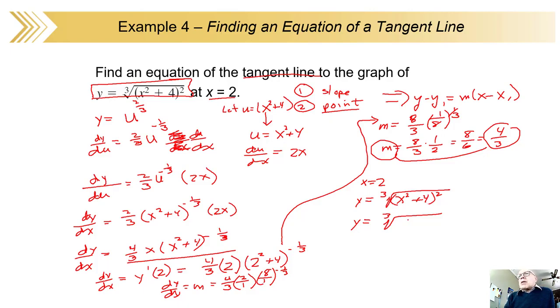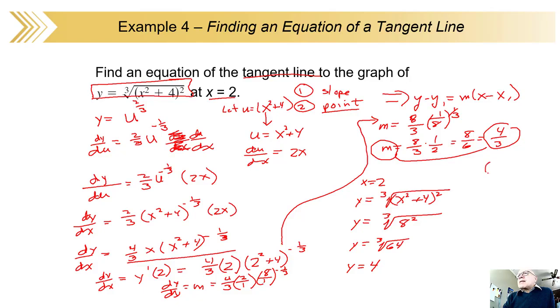Let's put all this down. 8 squared. That's 2 squared, that's 4, plus 4 is 8, and we're still squaring it. What do we get for y? We've got to square the 8 first. So I want the cube root of 64. A little bit of calculator work perhaps, or maybe not. The cube root of 64. 4 cubed is 64. So there's our y value.